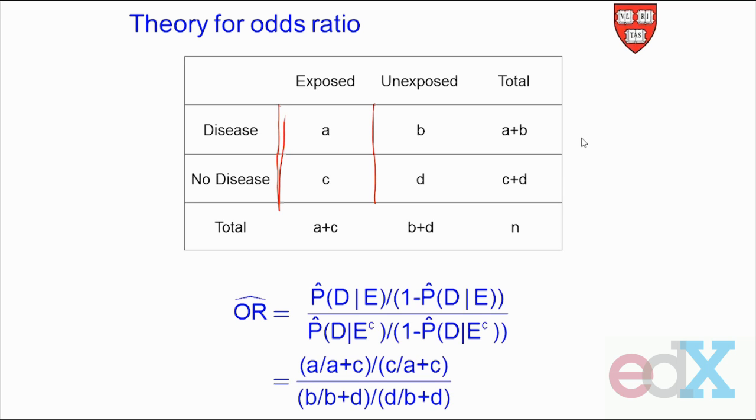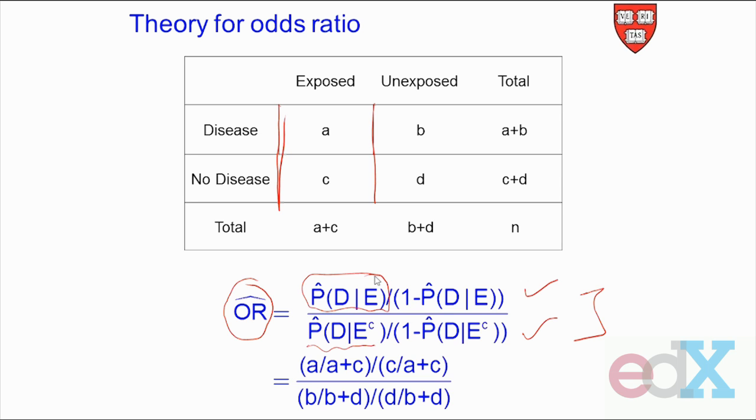And our odds ratio, we can estimate by getting an estimate of disease amongst the exposed divided by 1 minus that, and then an estimate of the disease amongst those who are not exposed, divided by 1 minus that, and then take the ratio of the two, and that's the odds ratio. So we can estimate this.